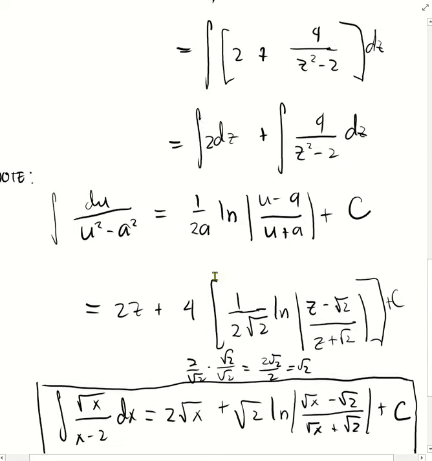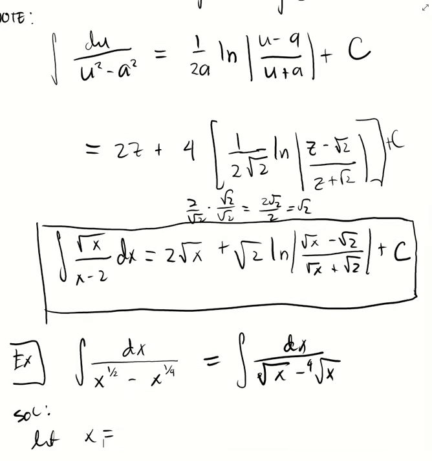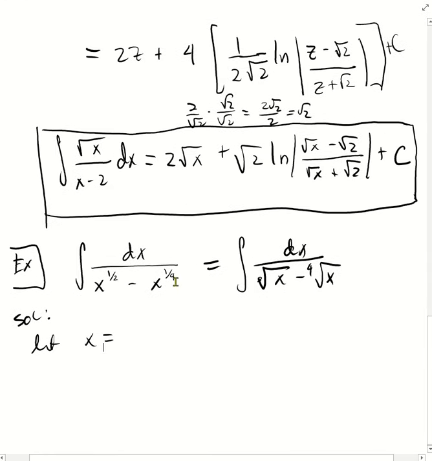We have two radicals, two indices, 2 and 4. So what's the LCM? The LCM of 2 and 4 is simply 4. So therefore, our substitution should be x equals z raised to 4. Then dx will be equal to 4z cubed dz.